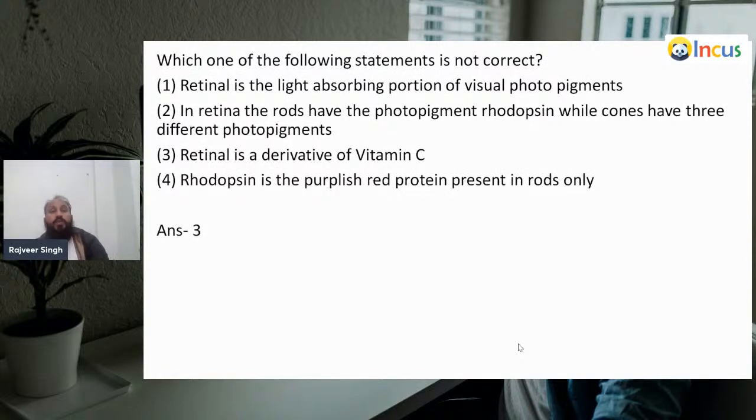Next question, which of the following statements is not correct about? Statement first, retinal is the light absorbing portion of the visual photopigments. This is wrong. In the retina, the rods have the photopigment rhodopsin, while cones have three different photopigments. Retinal is the derivative of vitamin C. Rhodopsin is the purplish red protein present in the rods only. So answer will be third. Retinal is the derivative of vitamin C is the right answer.